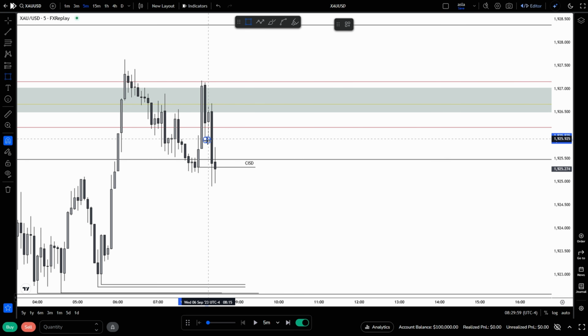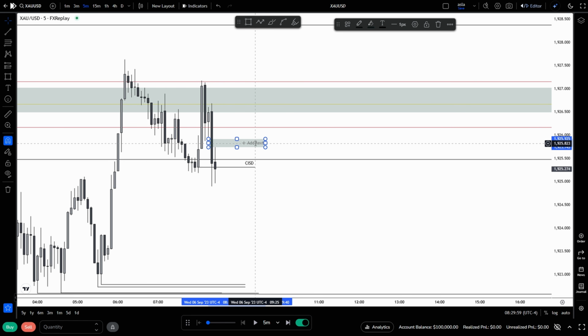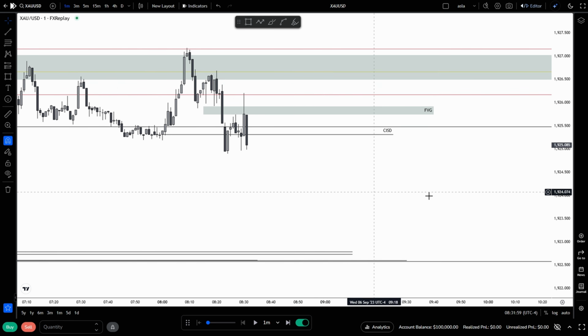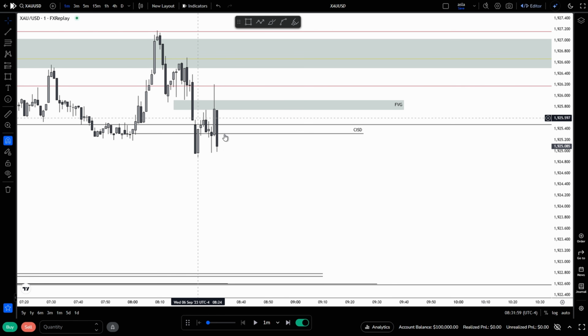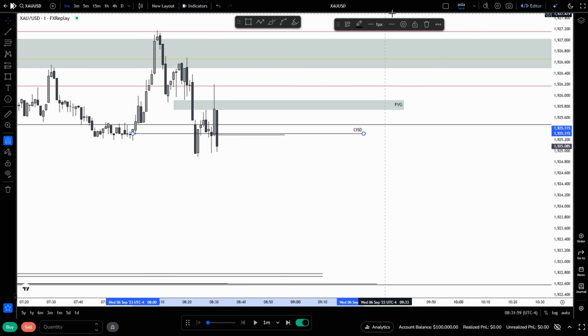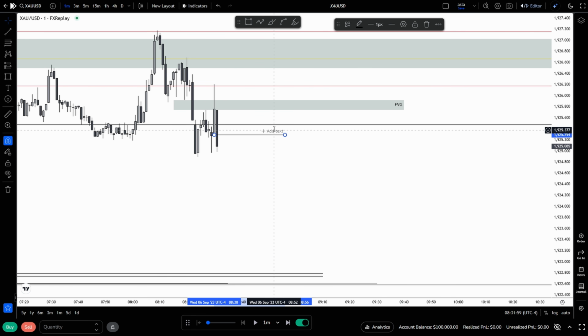To refine the entry further, I drop down again to the 1-minute chart. On the 1-minute time frame, I notice a full-bodied candle pushing back up into the 5-minute fair value gap, and then price immediately begins to displace downward again. That full-bodied candle effectively becomes an order block.